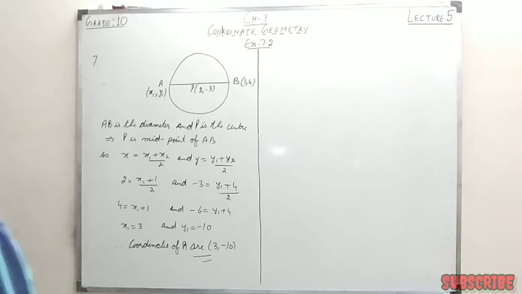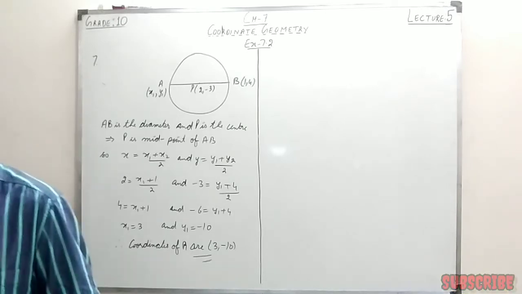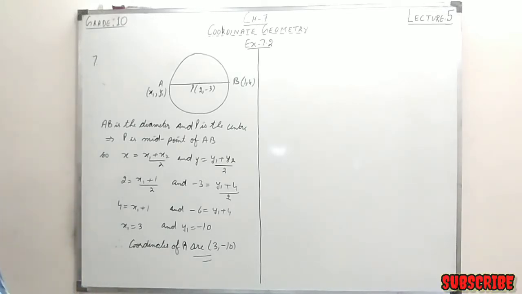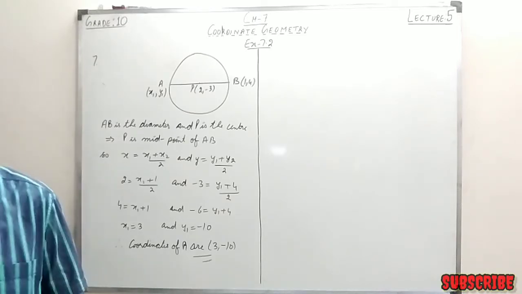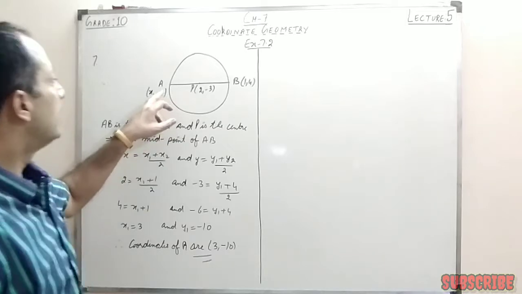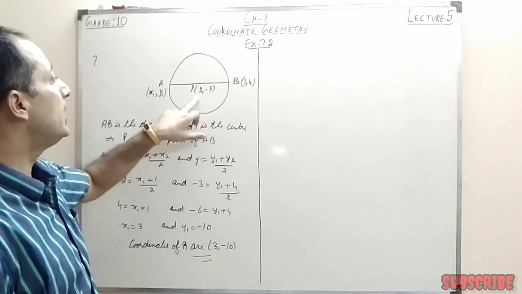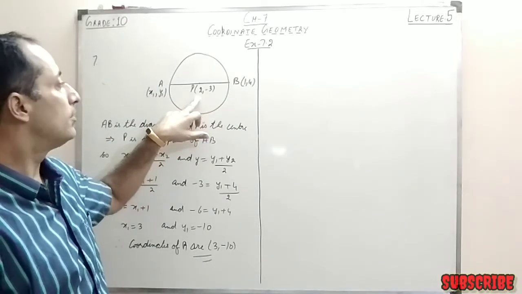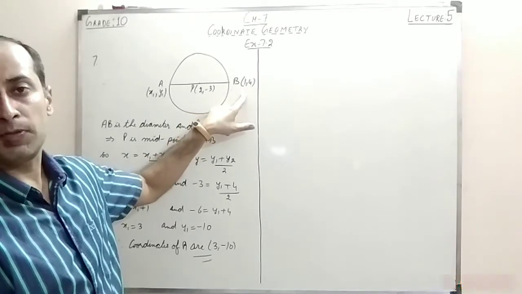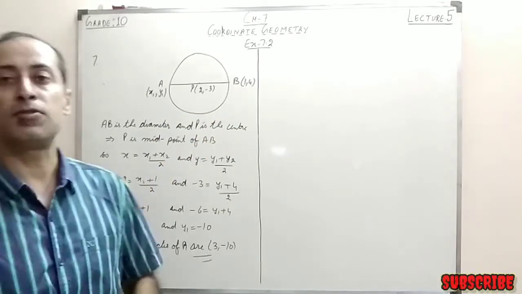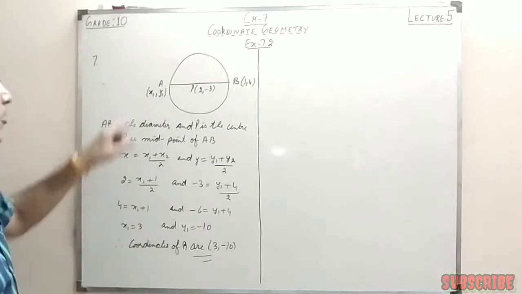Now in the seventh question, what is given? We have to find the coordinates of a point A, where AB is the diameter of a circle whose center is (2, -3) and B is (1, 4). So it's given that AB is the diameter and P is the center of the circle. The coordinates of B are (1, 4) and the coordinates of the center are given as (2, -3). We have to find the coordinates of A.